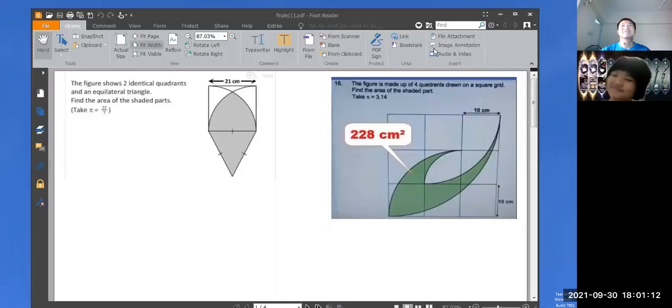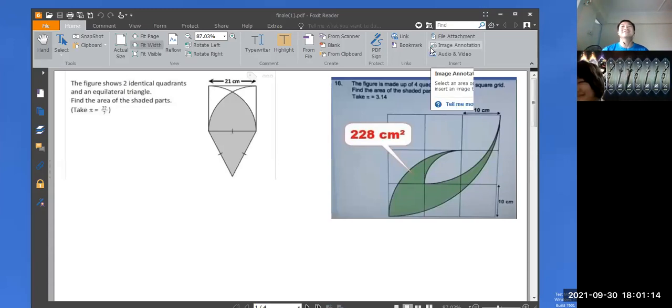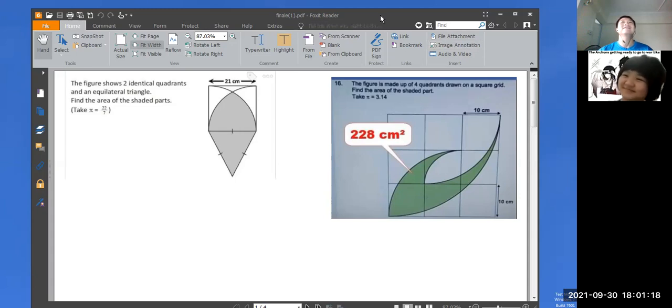Nice. Are you excited? Tomorrow is your PSLE, right? Yeah. I didn't hear you just now. Okay. Are you excited about it? No. Finally, it's here and you're ready.